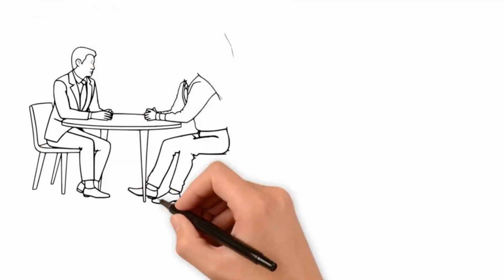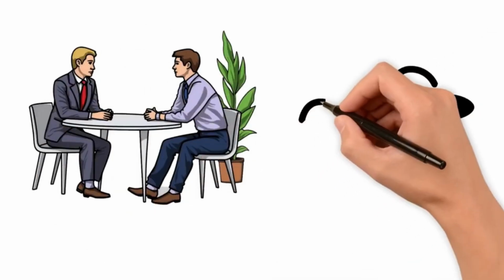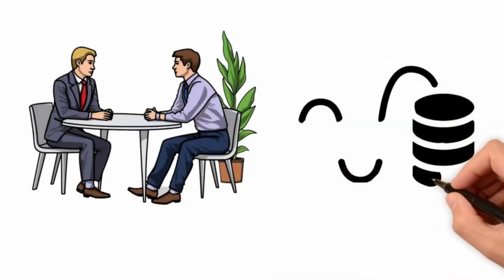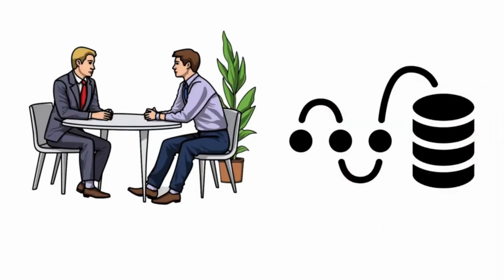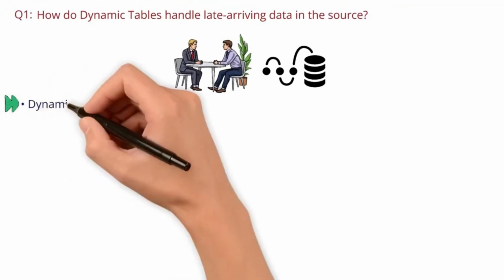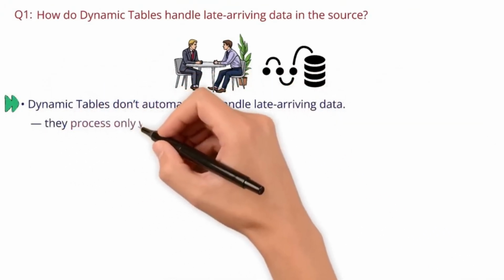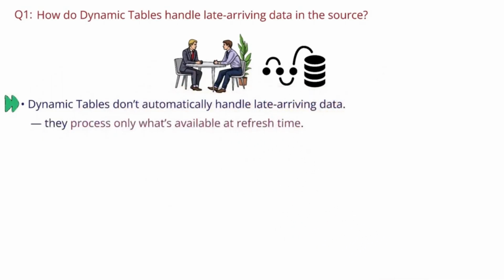Interviewers assess how dynamic tables handle refresh logic and data timeliness, especially in real-world pipelines where data may not always arrive on schedule. So the answer is, dynamic tables don't automatically handle late arriving data. They process only what's available at refresh time.